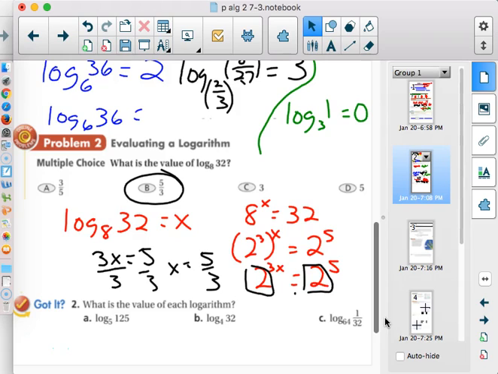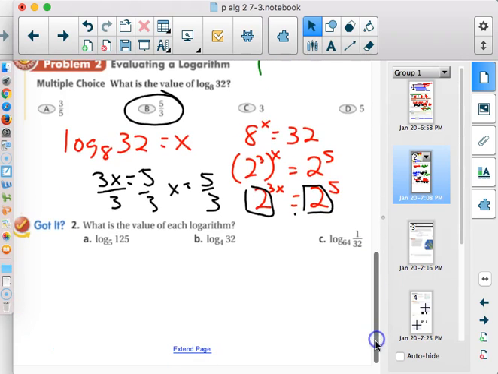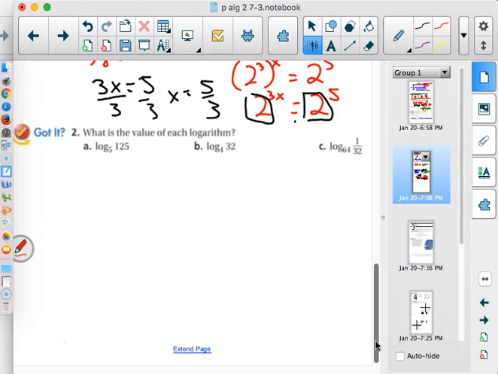So if we can get them to have the same base, then we can solve it and we can find it. I think trial and error would be much faster. 5/3? It'll take a while. All right, let's go through some that are not as bad, okay?